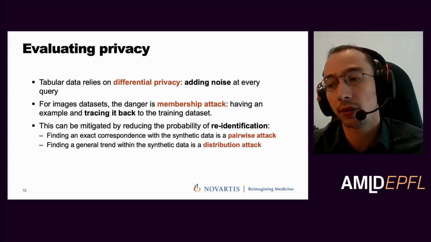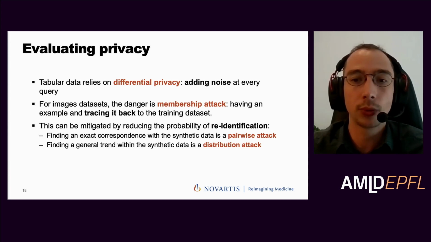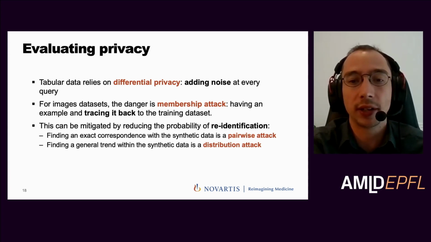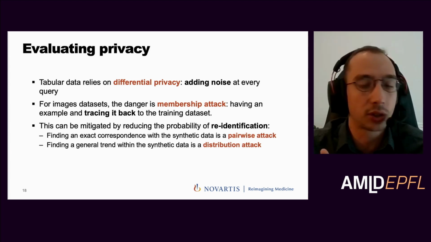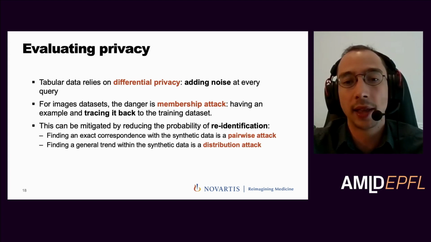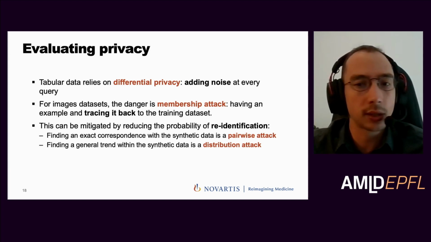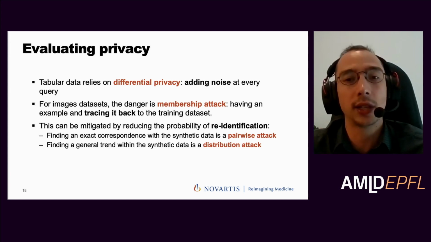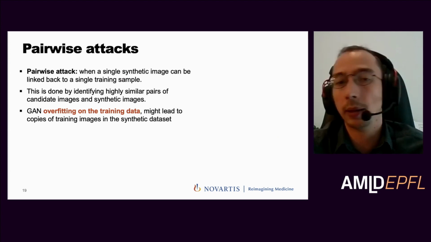And for that, we found two different types of attacks. We have pairwise attacks, which is finding a one-to-one correspondence between a synthetic sample and a candidate, something that might be training. And the other one is a distribution attack, which is basically finding a general trend within the synthetic data that betrays the presence of a training sample. So we start here with the pairwise attack.